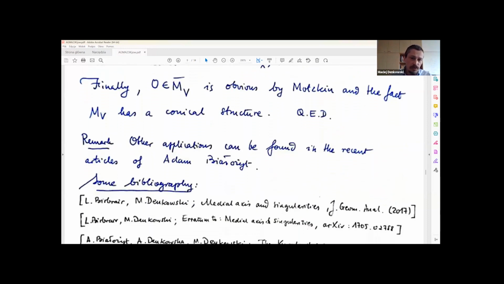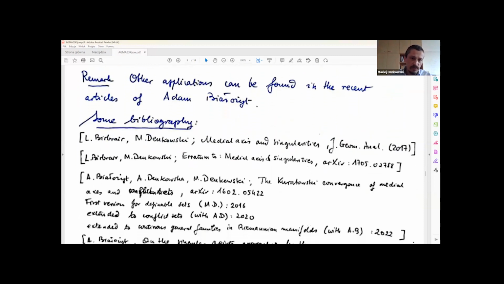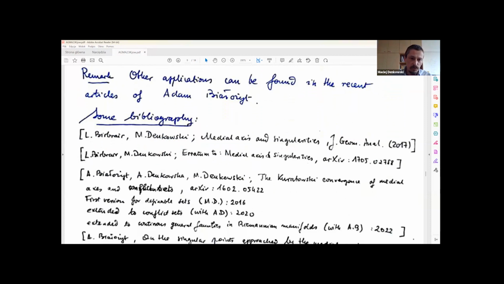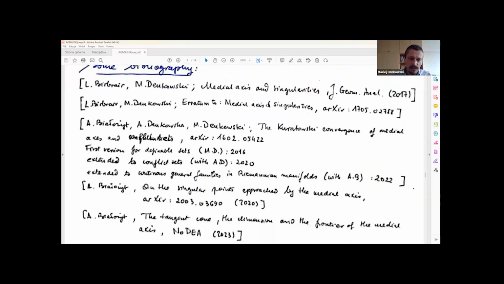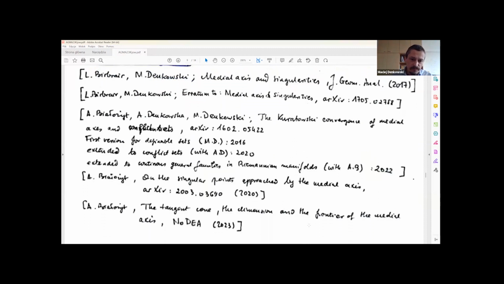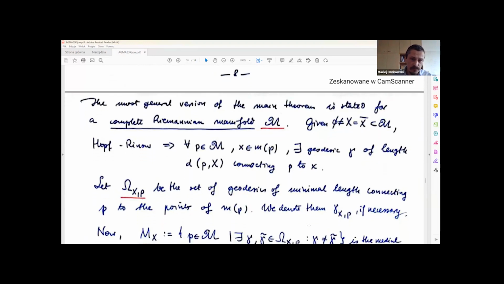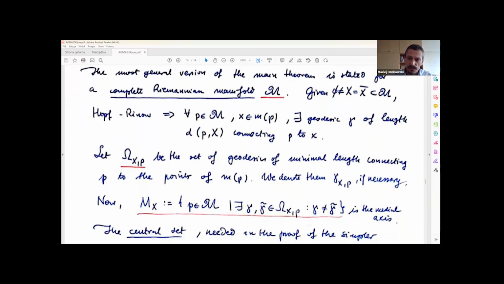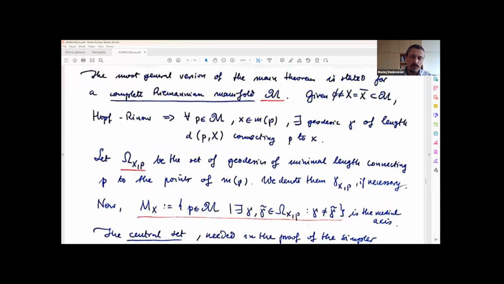Some other applications of this can be found in what my PhD students produced. Here you have some bibliography. Let's skip this and move now to the most general version of the theorem, which I would like to explain, and then finally explain what the conflict sets are.